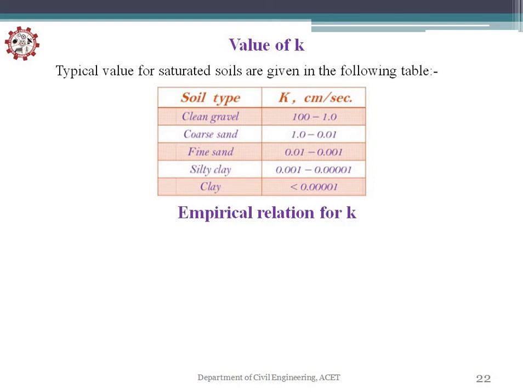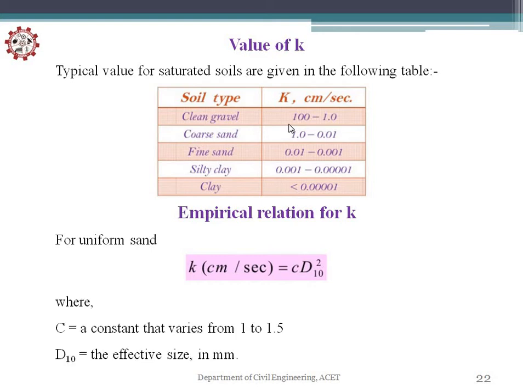Now, how will you calculate the value of K, the coefficient of permeability? Typical values for saturated soil are given in the following table. This is the soil type, and this is K in centimeter per second. Gravel 100 to 1, coarse sand 1 to 0.01, fine sand 0.01 to 0.001, silty clay 0.001 to 0.00001, and clay less than 0.00001. So you can see that clay soil is less permeable and clean gravel is more permeable.